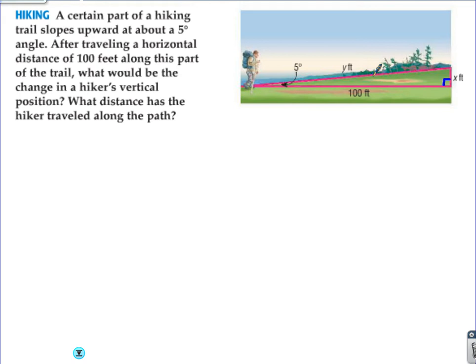What would the change in the hiker's vertical position be? And we're going to do that first. The change in vertical position. He was here, and he's a little bit higher now, right? That's vertical position there. We want to figure out how much higher is he now than where he started. So ignore the y. We're not doing anything with y yet. We're dealing with the 100, we're dealing with the x, and we're dealing with the angle, which is 5. Reminder, you find the sine, cosine, and tangent of angles, not of sides.